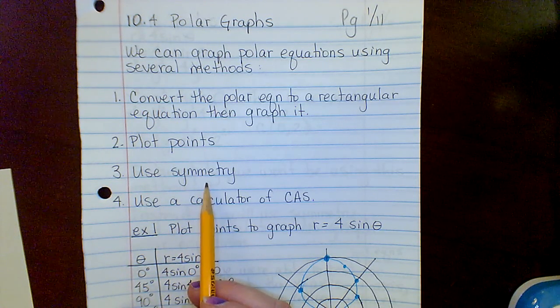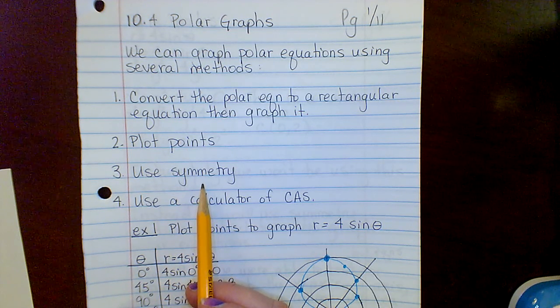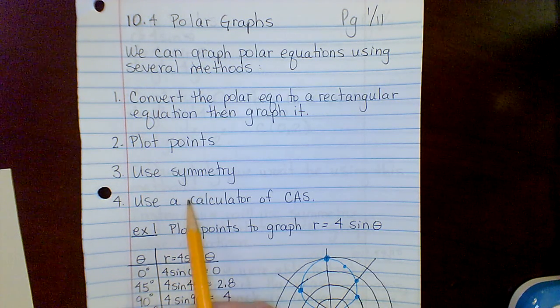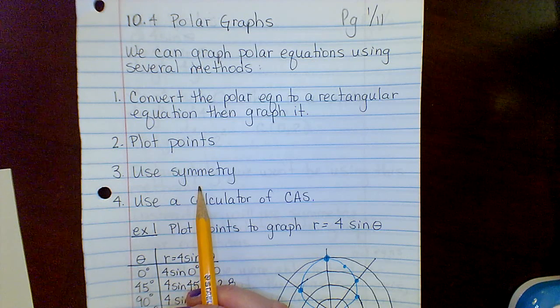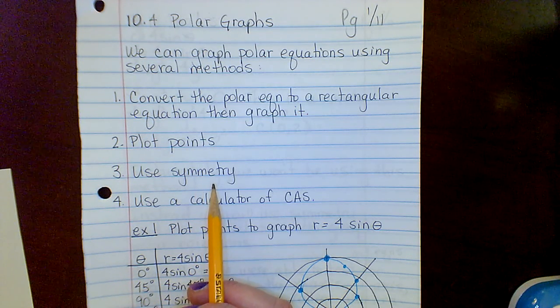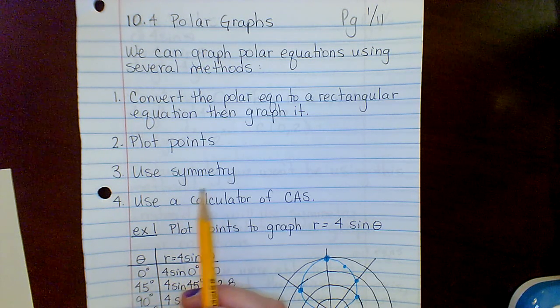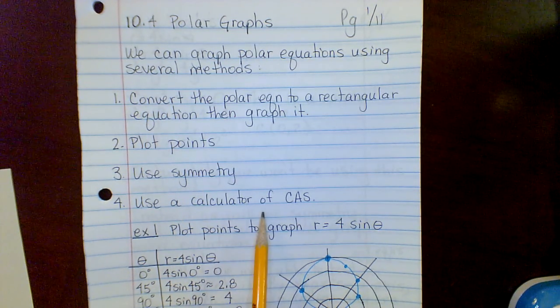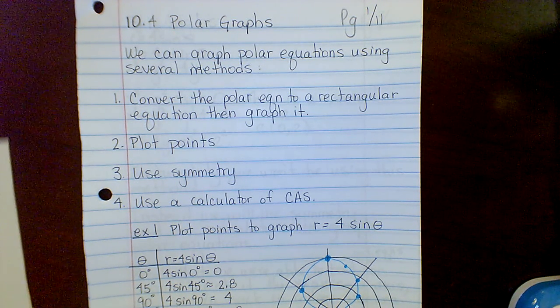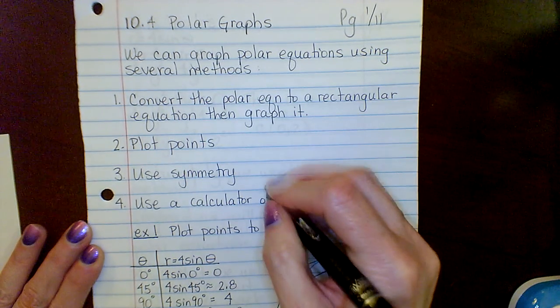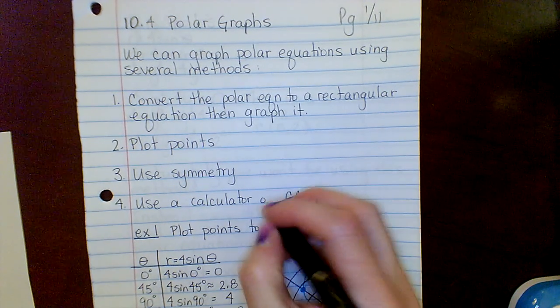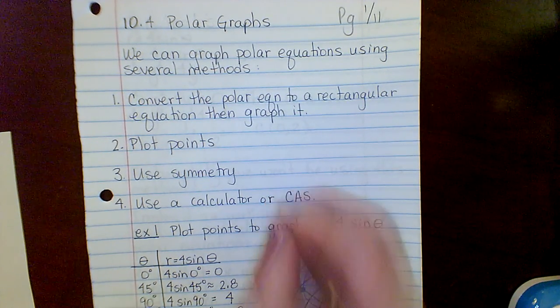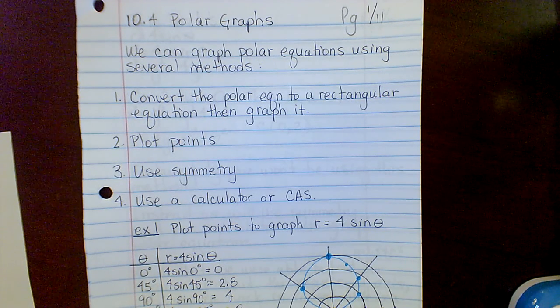We talked about things like even functions and odd functions back when we were doing the first chapter that we did. And so we talked about an even function being symmetric about the y-axis and odd functions being symmetric about the origin. So we can certainly use symmetry here. We can use a calculator or some kind of computer algebra system. A computer algebra system is any of the programs like Maple or MATLAB or any of those more sophisticated graphing applications.